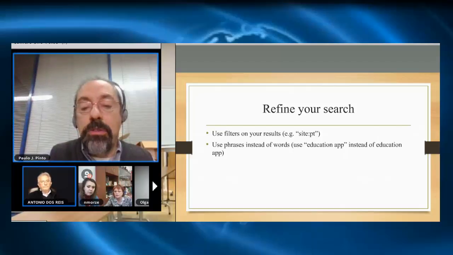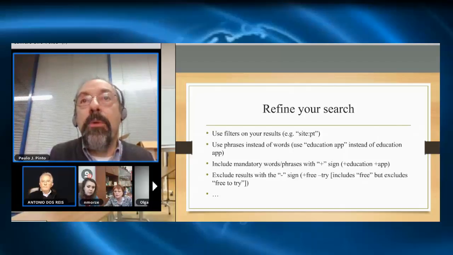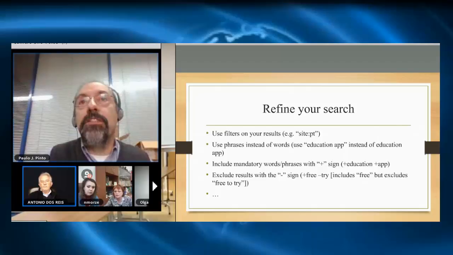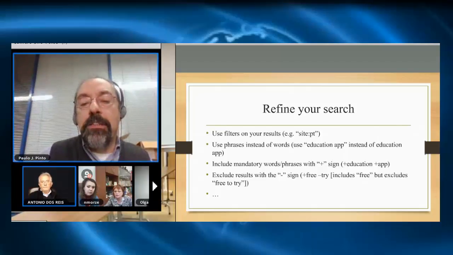You can also use a mandatory word with the plus sign. So if you put plus education plus app, these two words should appear in the results. If they do not, the results won't be given. On the other hand, you can exclude with the minus sign. For instance, if you make a search with plus free and minus try, it must include the word free, but will exclude, for instance, "free to try", which are a lot of paid applications and products that say they are free to try, just to show up in the free results. You can exclude them this way.